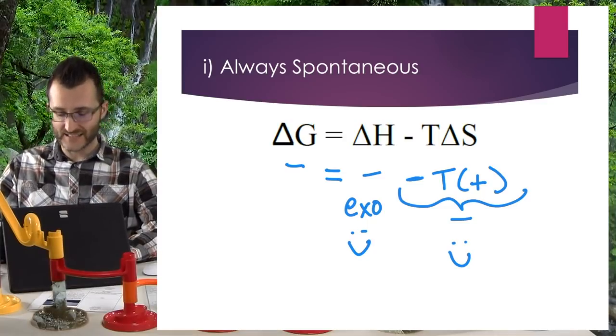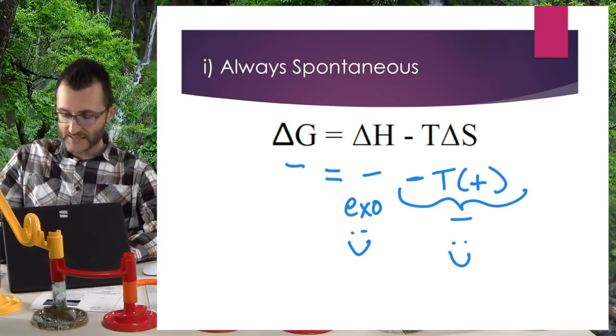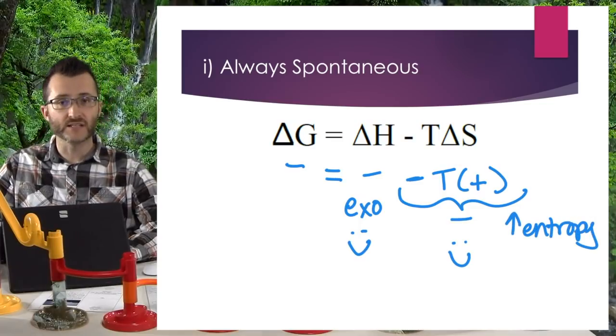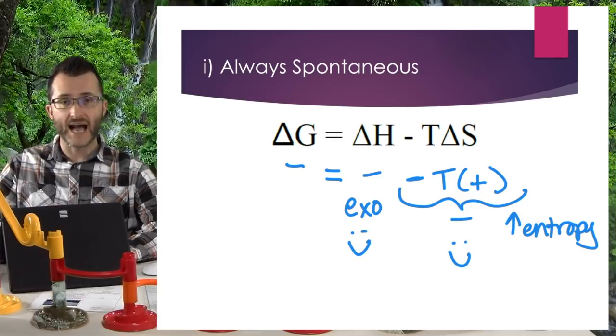Now, what does a positive delta S mean? This means that we are increasing the entropy. Again, this is something that you already know. We've talked already how an increase in entropy is favored in nature, and so therefore it favors a spontaneous change.